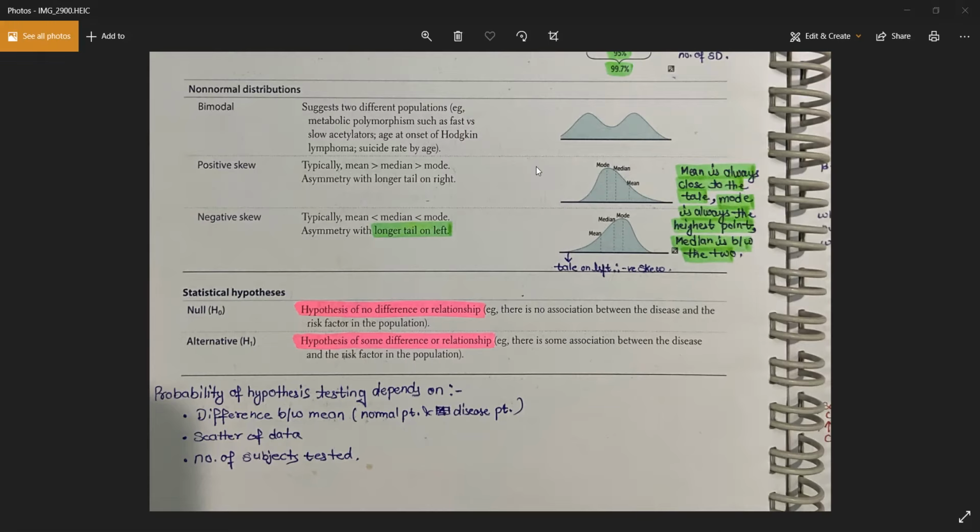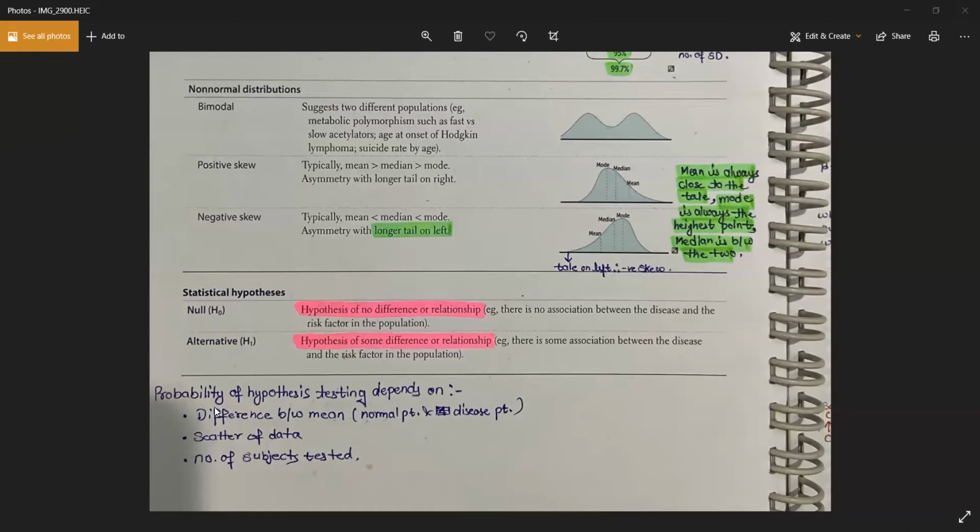So you have made a test which will detect a certain enzyme level in the MI patient and the non-MI patient. The mean value of this enzyme in the MI patient is 100, and the mean value in the non-MI patient is, let's say, 98 or 99. So as you can see, the difference of the means is very small between the two. So this will decrease the chances of it being an alternative hypothesis, which means the null hypothesis could be true.